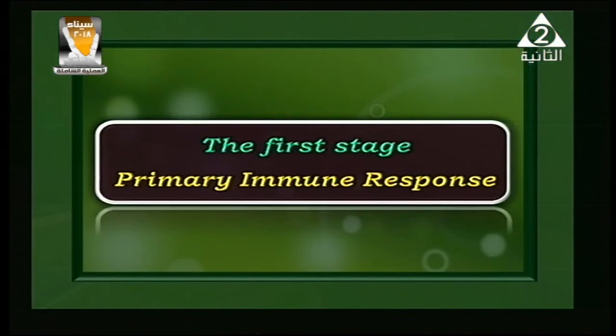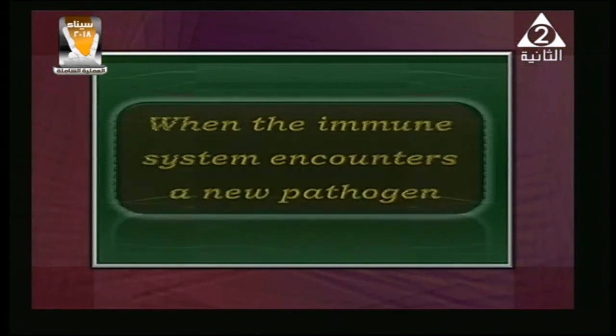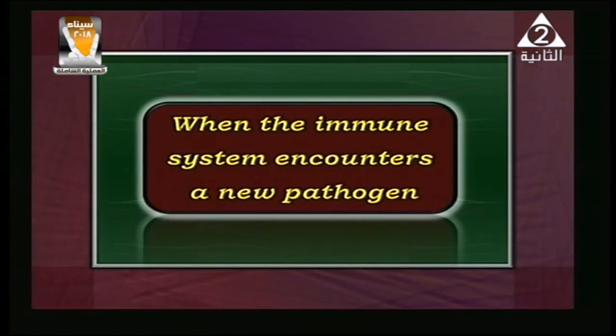So we have someone infected by a pathogen, and after a long time, when he is exposed to the same pathogen, he will never be infected again. Well, let's get to know it. Number one, the first stage, the primary immune response. When the immune system encounters a new pathogen, so we have something new right now, that we were not infected with before.